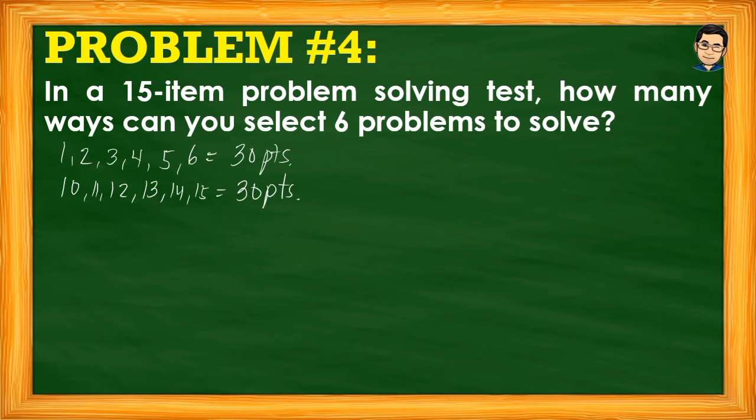Now, to answer the question, N is 15, and then R is equal to 6. So, we will apply the formula for combination.